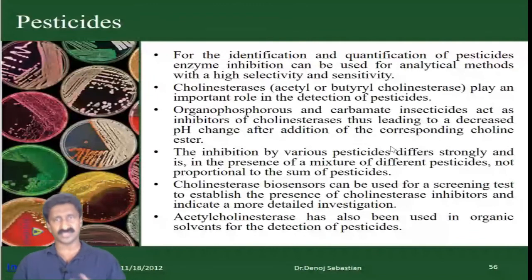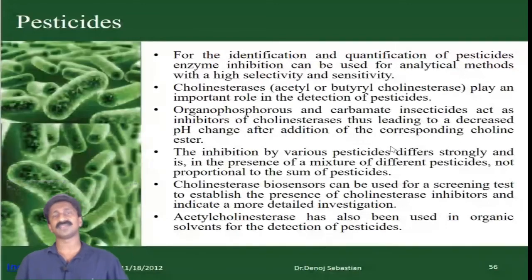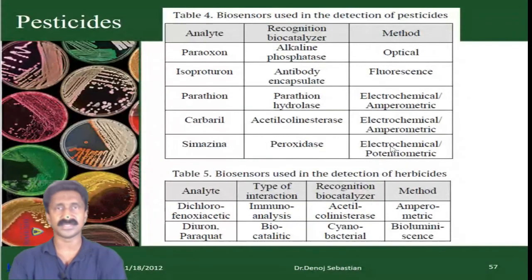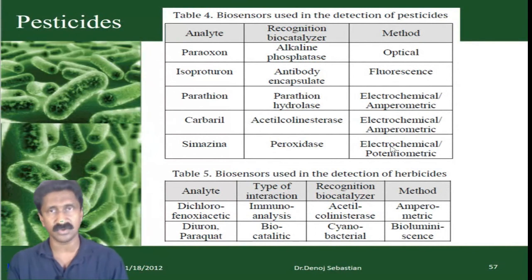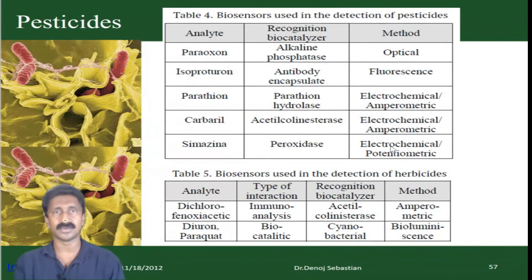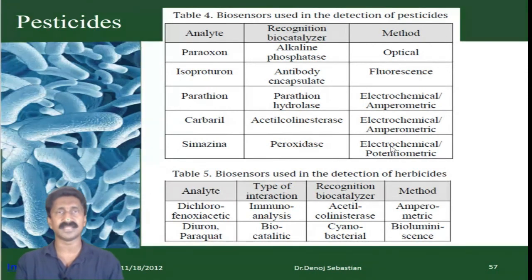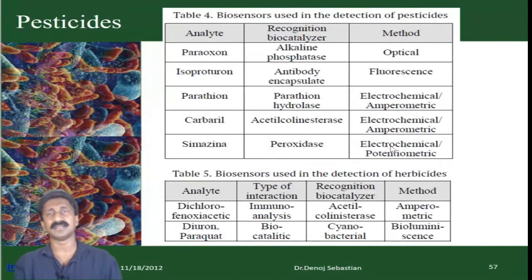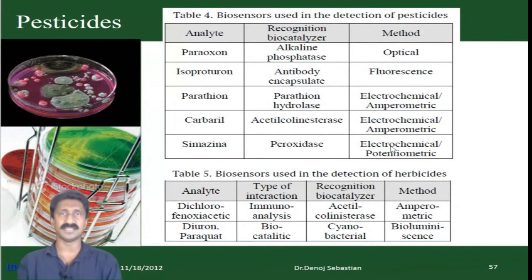Acetylcholinesterase has also been used in organic solvents for the detection of pesticides. This table shows the analyte and biocatalyst combinations and their corresponding detection systems. Paraoxon, parathion, carbaryl: these are different analytes or insecticides, and the corresponding enzyme combination is listed. The detection system may be optical, fluorescence, electrochemical or amperometric systems used in combination with these analyte and biocatalyst combinations.